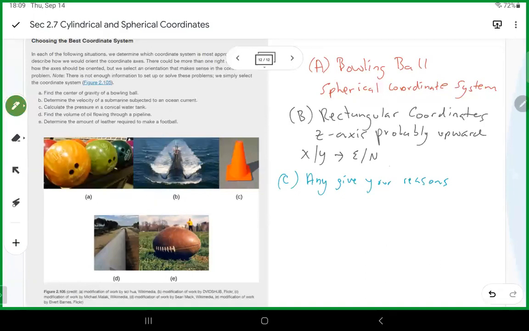I don't know. That is just a very dumb thing there, they could have just actually given us what they wanted. Anyway, part D says find the volume of oil flowing through a pipeline. They went back to matching with their picture. So a pipeline is, of course, going to be cylindrical. So we're going to go with the cylindrical coordinate system.